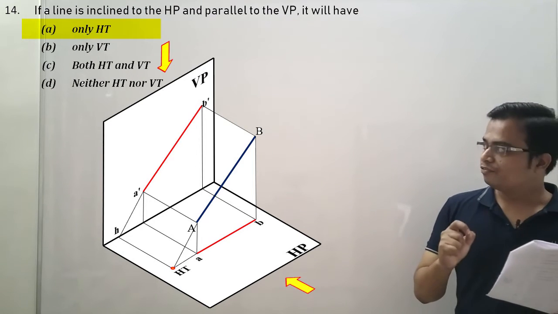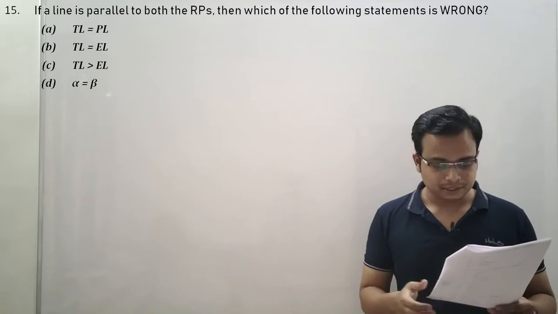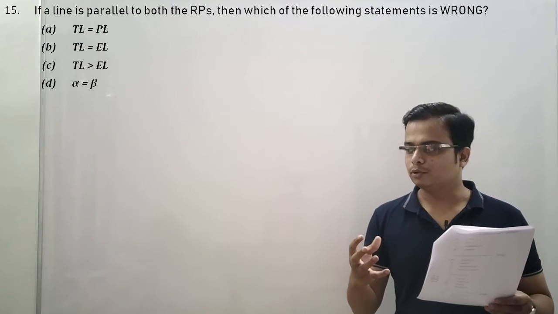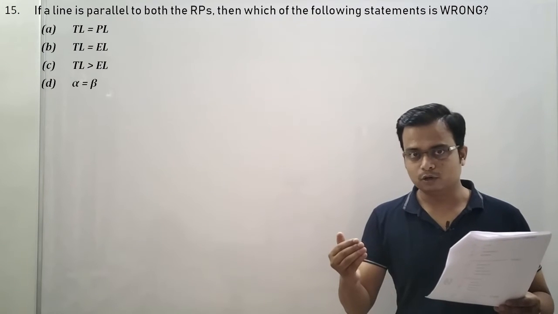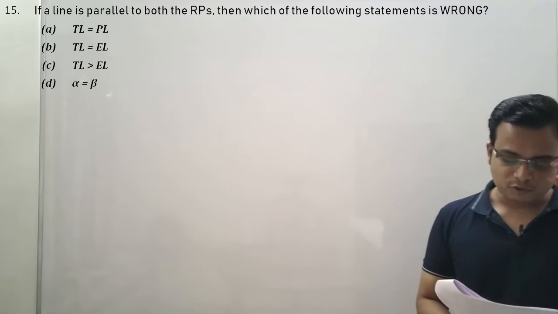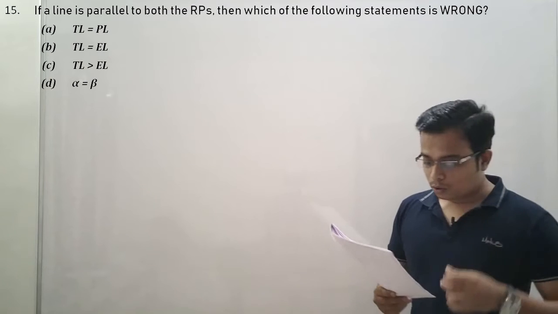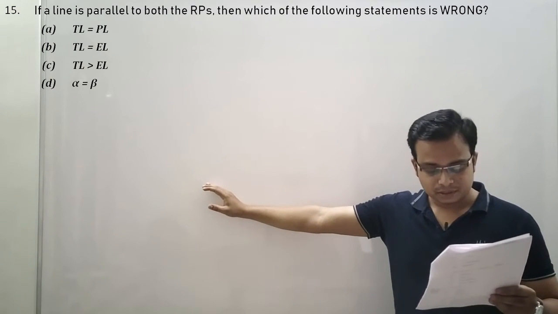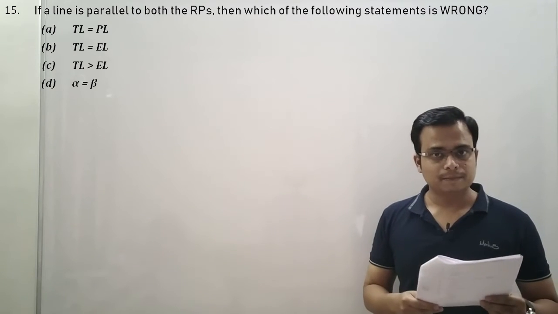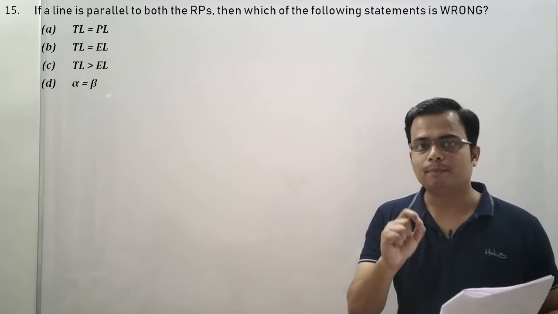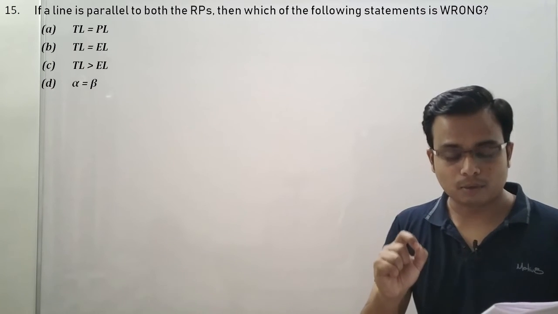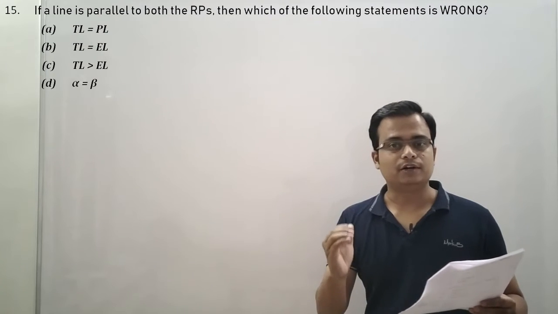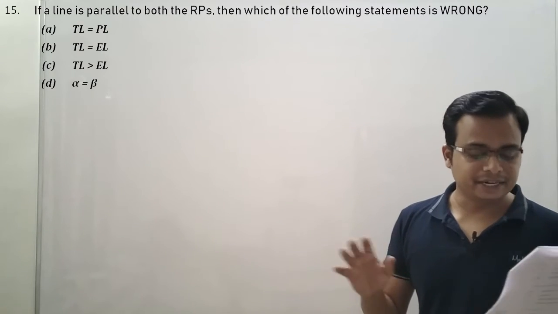Okay, problem 15, and here it is. If a line is parallel to both reference planes, by reference plane I mean both HP as well as VP, it's parallel to both HP and VP, then which of the following statements is wrong? The options are very absurd, so let me tell you the full form of those options. TL corresponds to the true length, PL corresponds to the plan length, the top view length, and EL is the elevation length or the front view length. Now it would get easier.